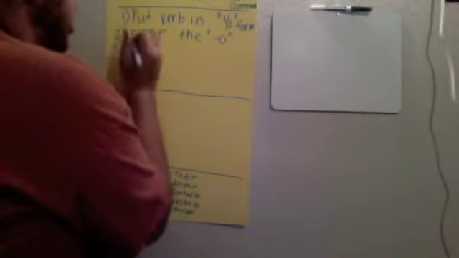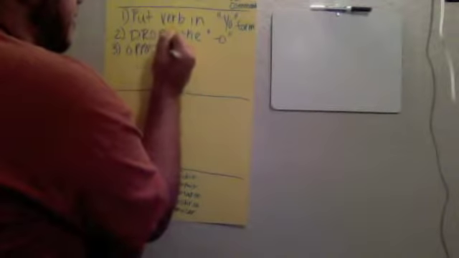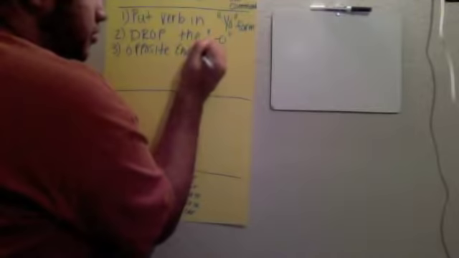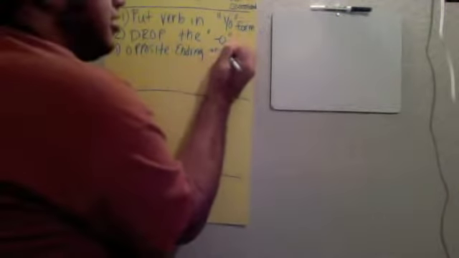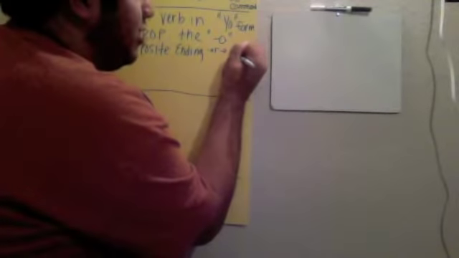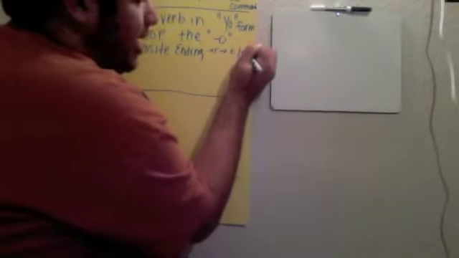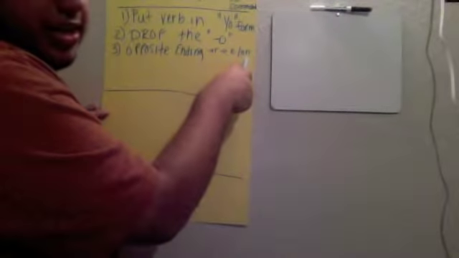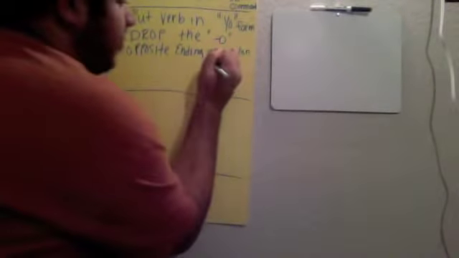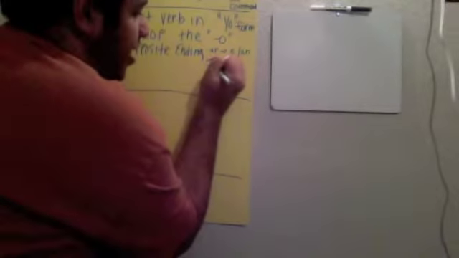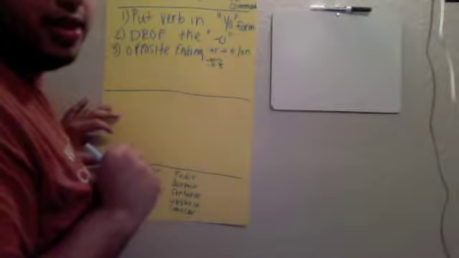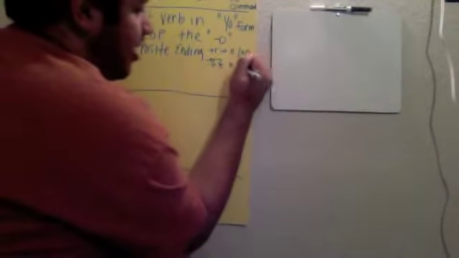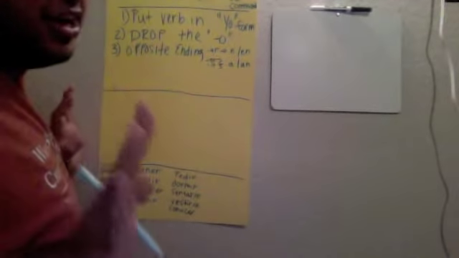Rule number 3: opposite ending. Now, what does that mean? Opposite ending basically means if your verb ends in AR, it will now end in your command form in either E or EN, depending on whether it's an usted command or an ustedes command. That's the opposite ending. So if the verb is ER or IR, then the endings will be A or AN. Simple so far, nothing too confusing.